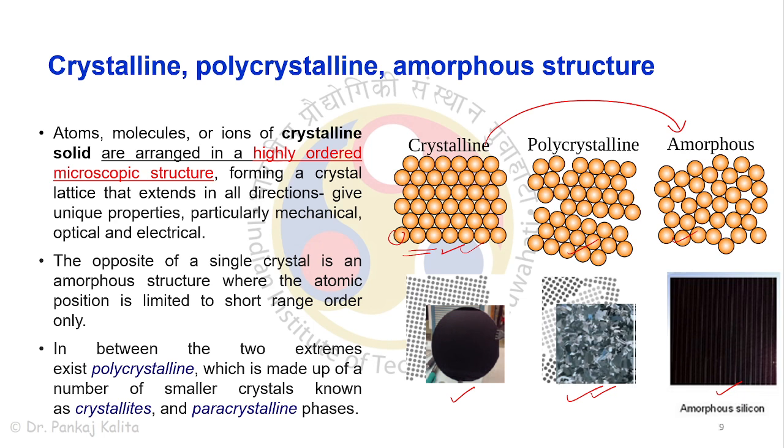This is due to the arrangement of atomic positions in a given single crystal. Polycrystalline comes in between crystalline and amorphous. So we have some order, but it's not regular over a long range.